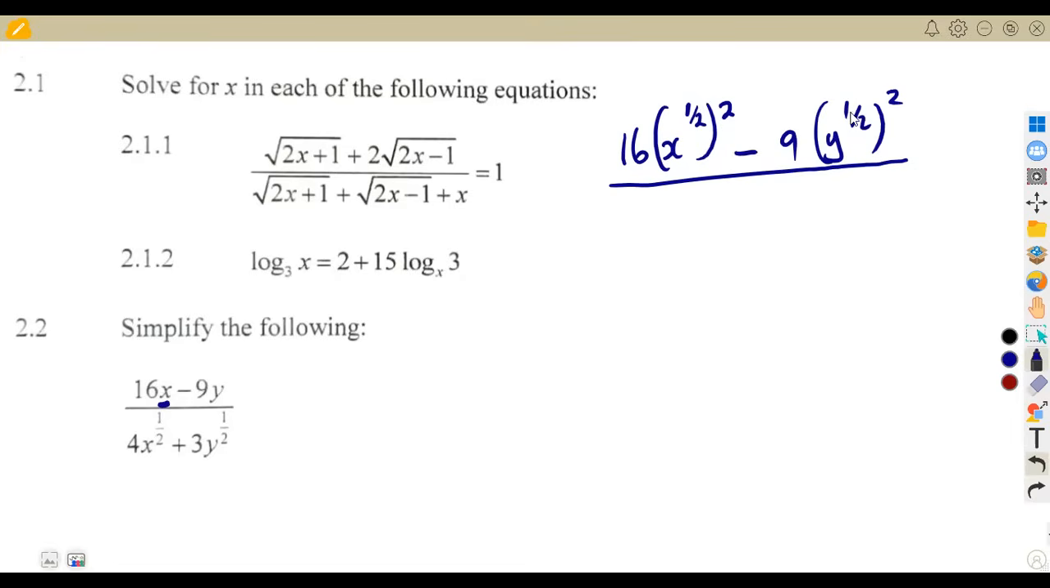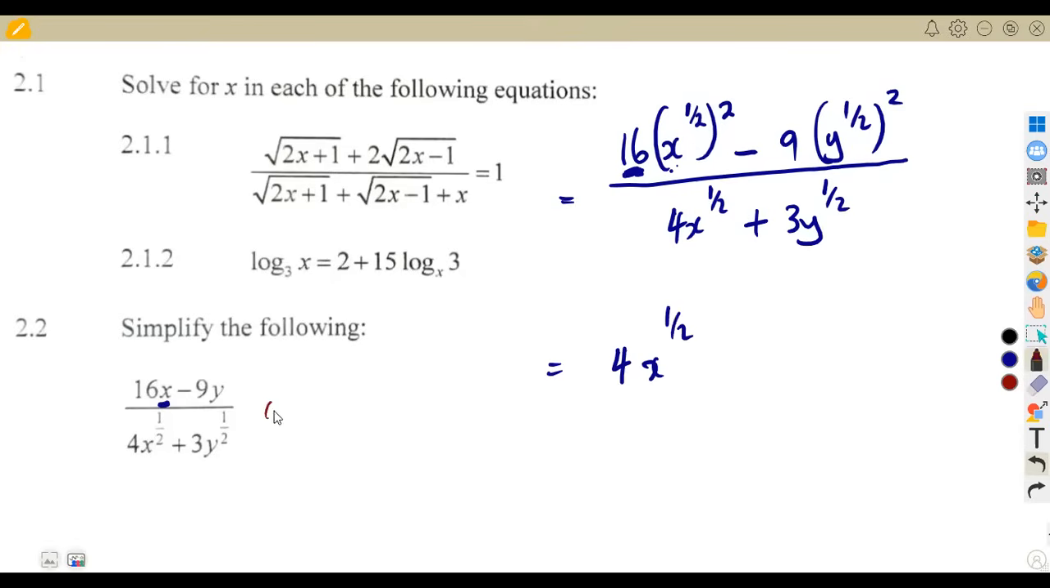But we want to have it as a difference of 2 squares, all right? And the other part, we are just going to rewrite as 4x to the exponent of a half, 3y to the exponent of a half. As you can see, this is a difference of 2 squares. This is a perfect square. So remember, we're just going to find the square root of 16, which is 4, x to the exponent of a half being raised to the exponent of 2. We are just going to take this x to the exponent of a half.